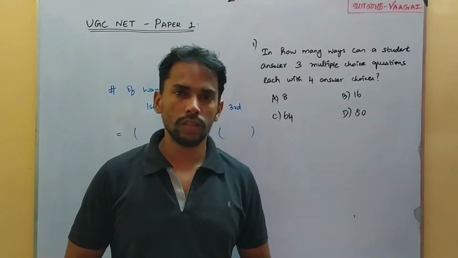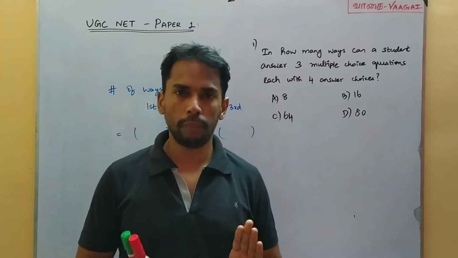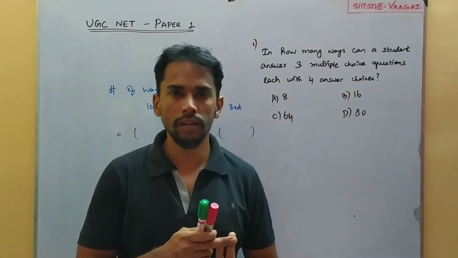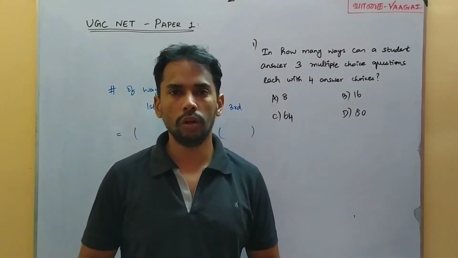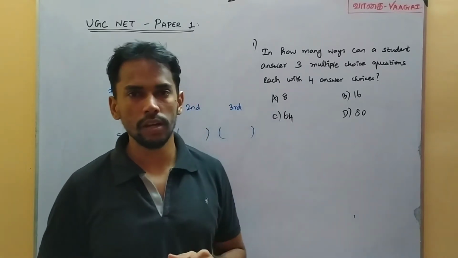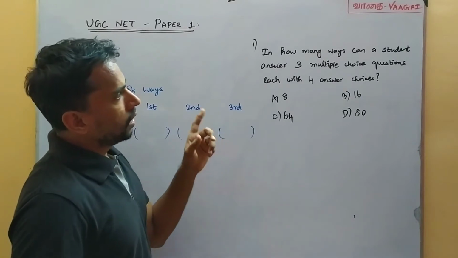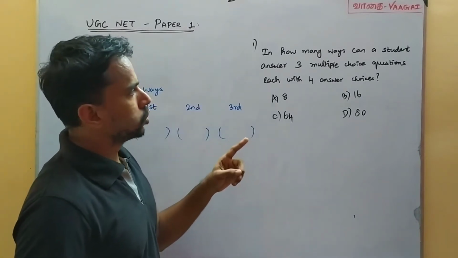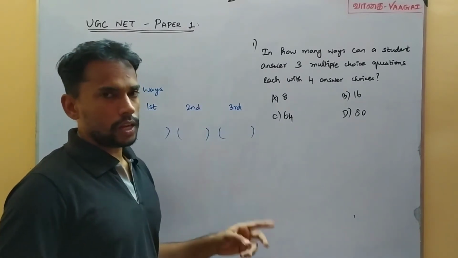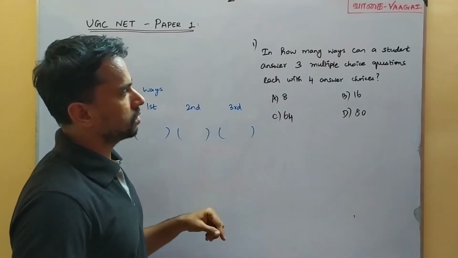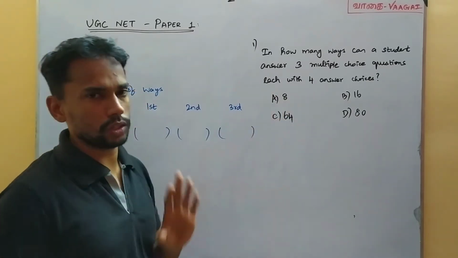To solve such questions, we need to be very sure with two operations, that is multiplication and division. With this itself, we will be able to solve any problems of this variety. Let's go to the first question. Question number 1. In how many ways can a student answer 3 multiple choice questions, each with 4 answer choices?